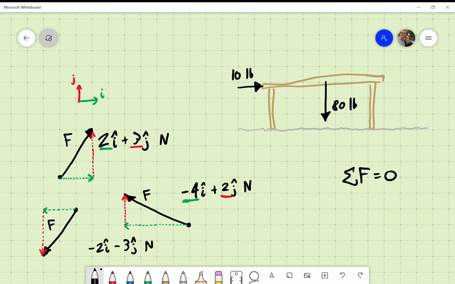I am also pushing to the side, like I'm leaning against it, and I'm doing 10 pounds of force to the side. So if this is true, that sigma F equals 0, then I want you to tell me what is missing from this diagram that we looked at just a couple of days ago.